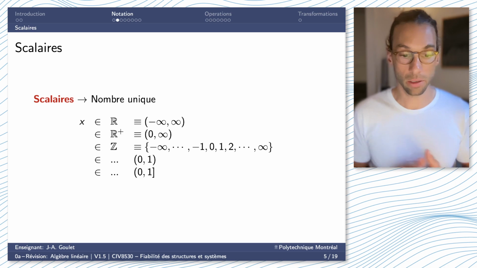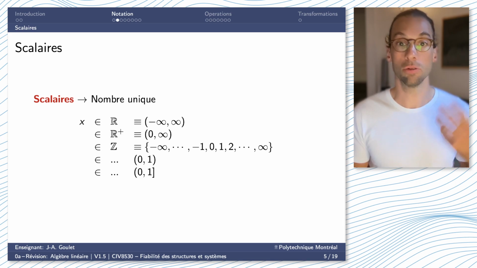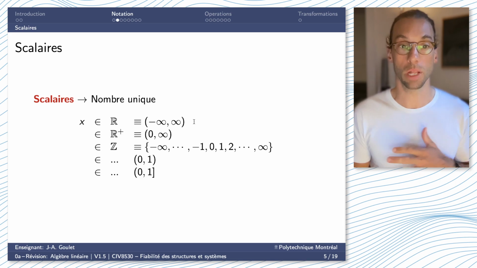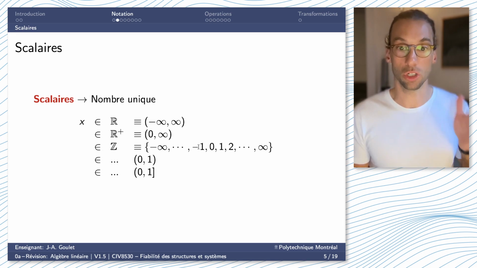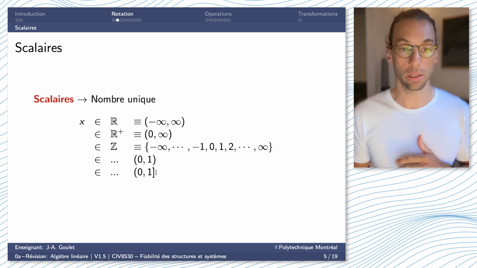If we start with scalars, a scalar is just one unique number. So I can say that x belongs to, say here, the real space, from minus infinity to plus infinity. It could belong to the positive real space from 0 to infinity. It could be Z, the integer numbers, from minus infinity to infinity, but just integers. It could belong to the interval 0, 1, including both 0 and 1, or 0 excluding 1, okay? So this is for scalars.